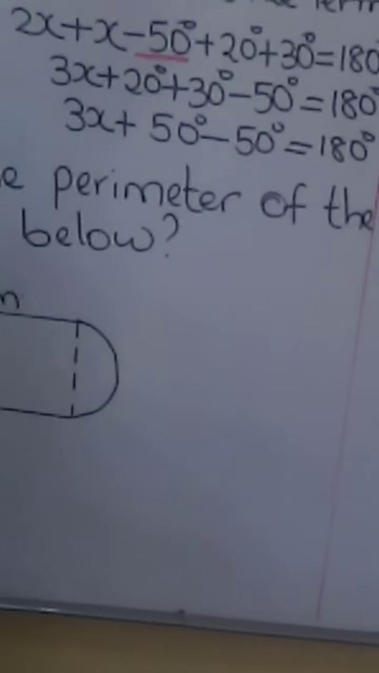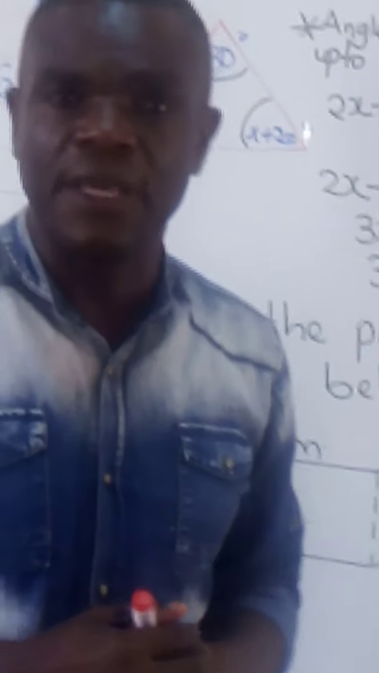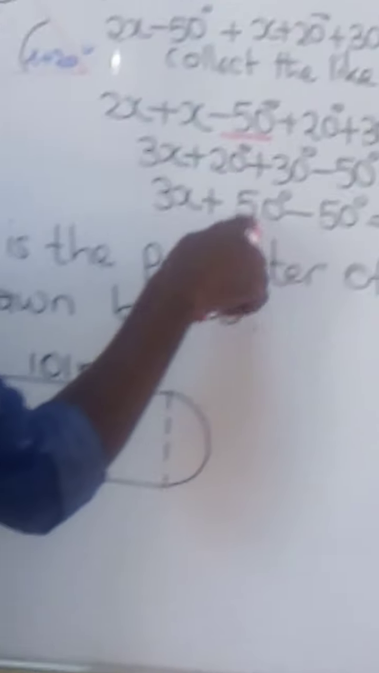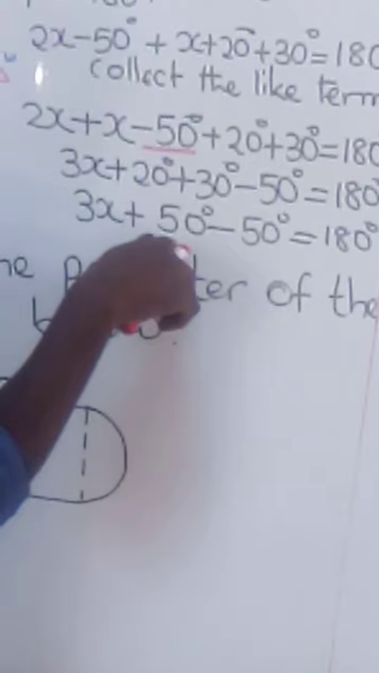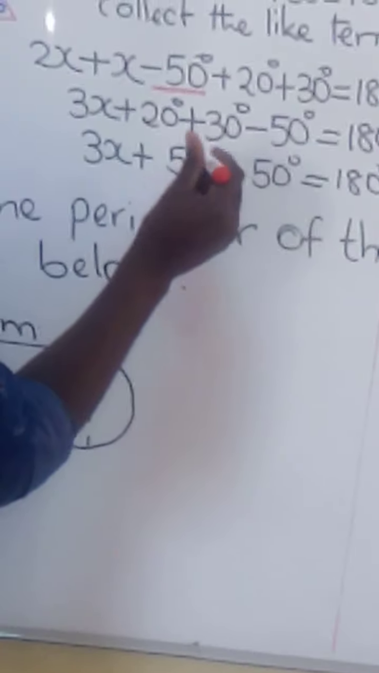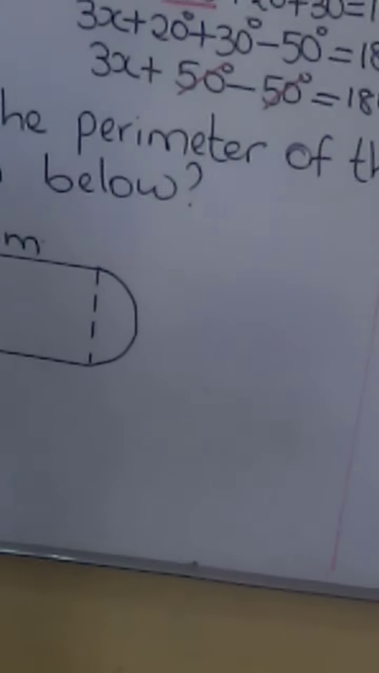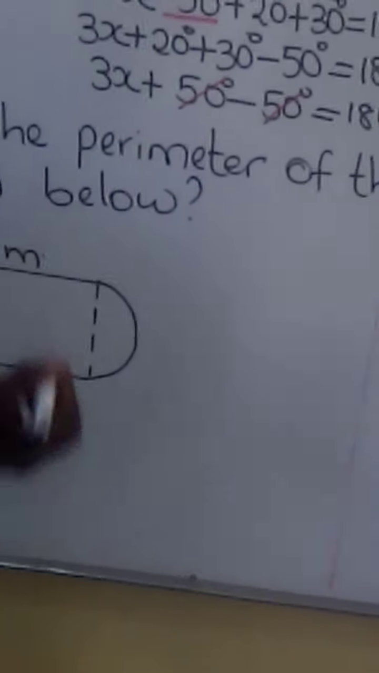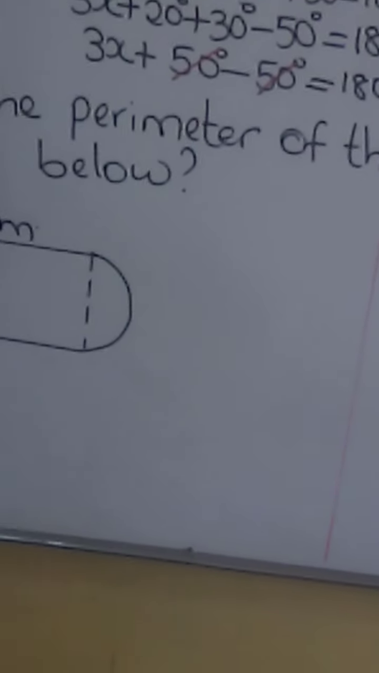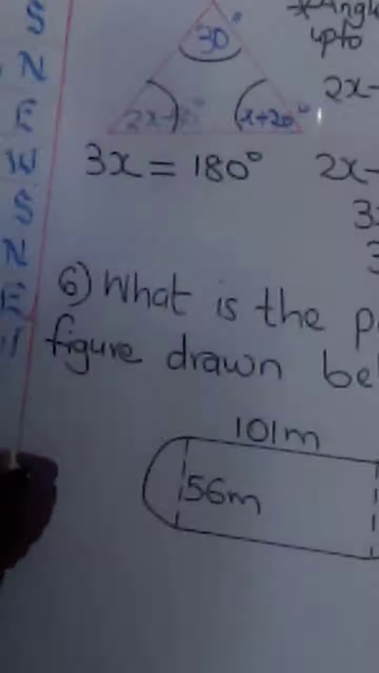Now, boys and girls, as you all know, a number minus itself is 0. So when we subtract 50 from 50, we get 0. That means that number and that number have cancelled one another. And so what are we left with? We are left with 3x is equals to 180 degrees.